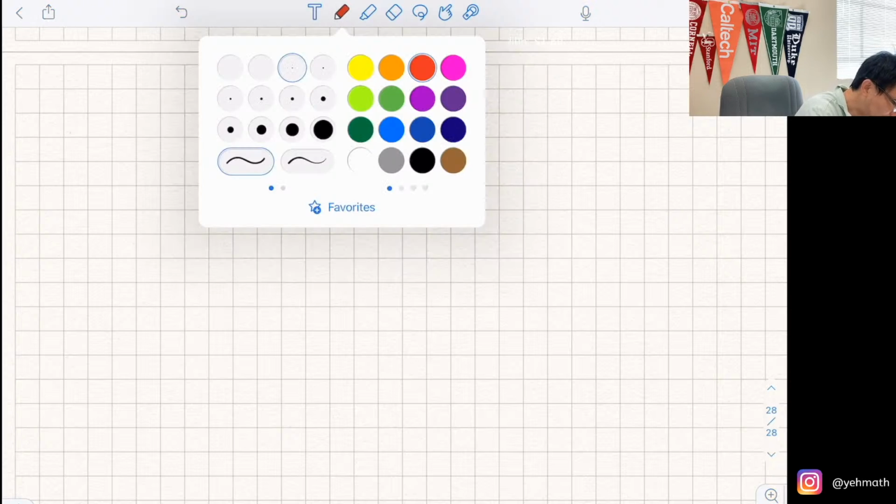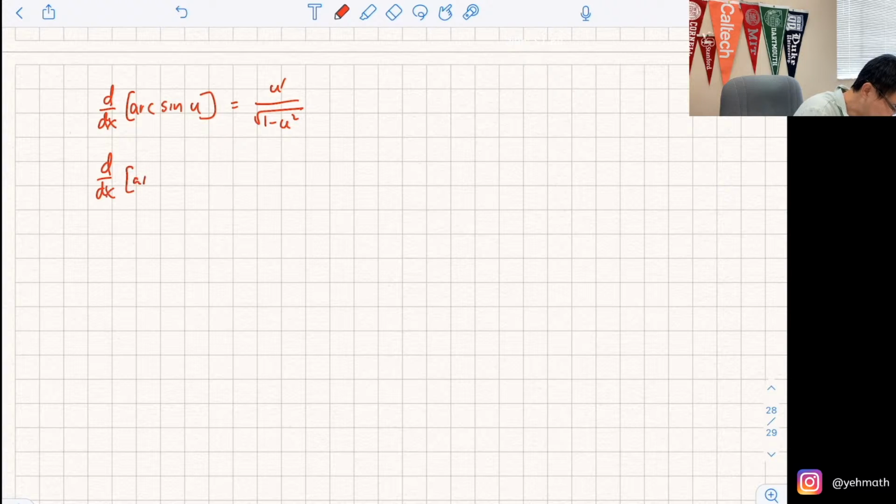So bear with me. If I take a derivative of the arc sine, also known as what? What's arc sine also known as? Inverse sine. So arc means inverse. Okay. And dx of arc tan of u is equal to u prime over 1 plus u squared.